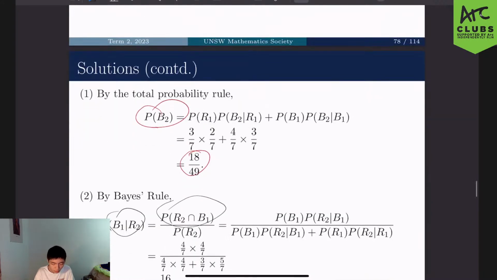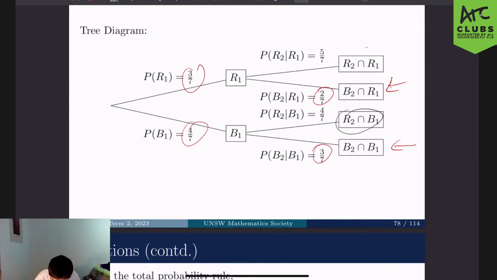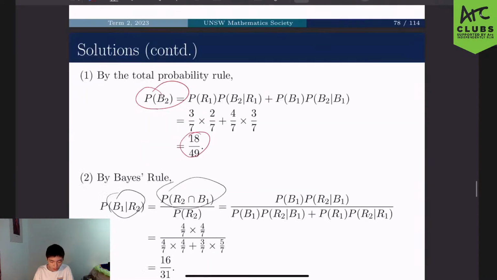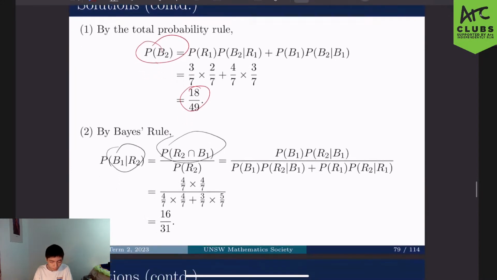Okay, so to find that branch, we just multiply everything along that branch, and to find everything that has R2 in it, we need to find all of the branches that have red balls in them. So this one and this one. Great. So adding those together, sticking them in the fraction, again, we get 16/31.